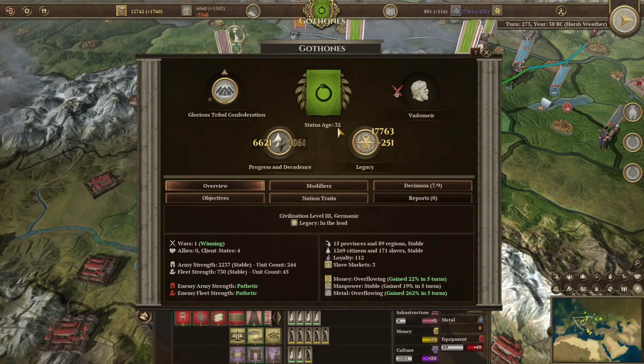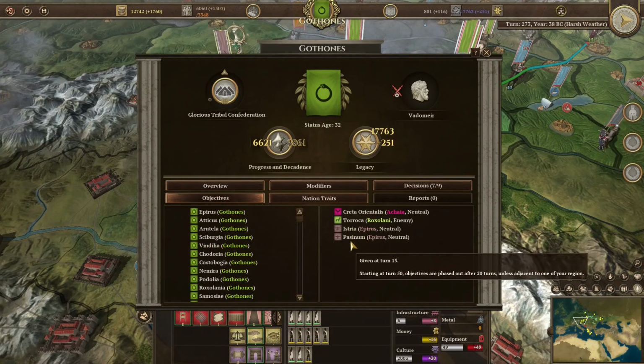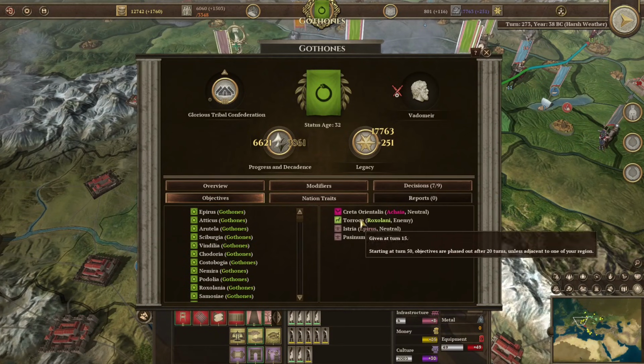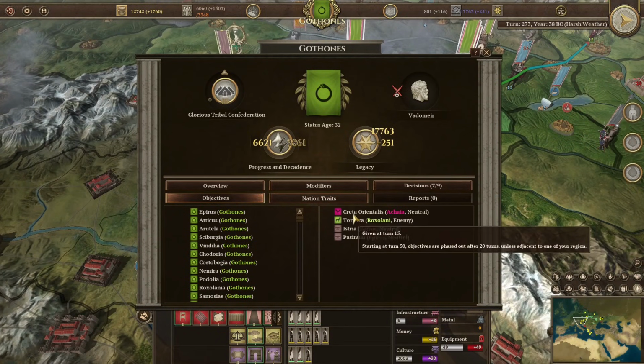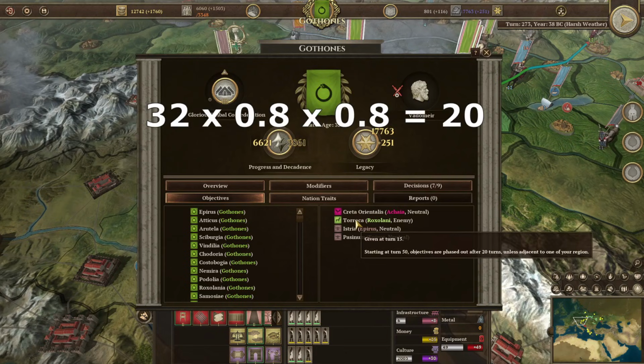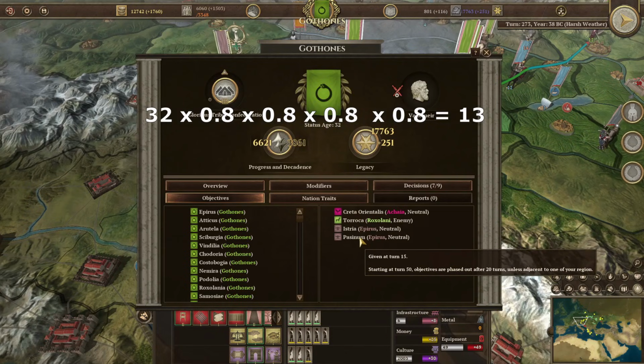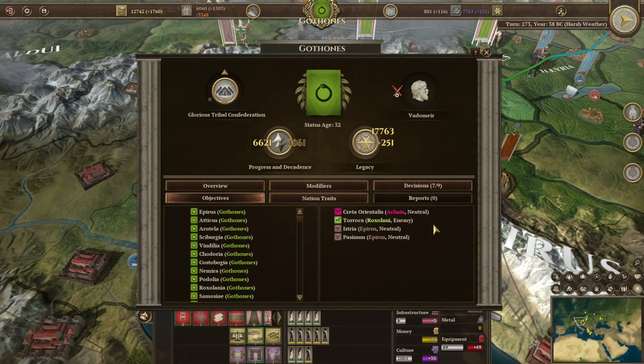So taking objectives can also be a strategic decision, because the timing matters in this case. And if you accumulated a big status age, you can, for example, take those 4 objectives in, let's say, a few rounds, and then you will decrease by 20%, by 20%, and 20%, another 20%. So taking objectives is also a way to reduce your status age and use it wisely.